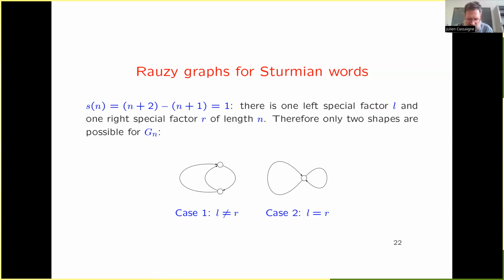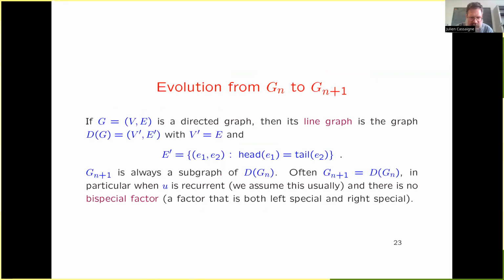Okay, so two possible shapes. And now we'll see what happens when you change the value of n. So you look at Rauzy graphs, not at a particular graph, but the family of graphs. And a graph in the family and the next graph, they are closely related. Usually when you have Gn, you can almost predict what Gn plus 1 will be. This is not particular to Sturmian words; it holds in any case.